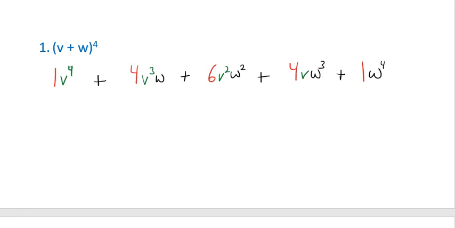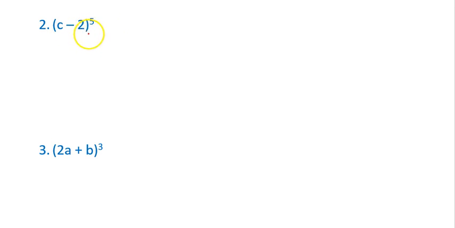For our second example, we are to the 5th power, so we're going to look up that row that has the 1 and then the 5, and write those coefficients: 1, 5, 10, 10, 5, 1. Make sure you leave enough space. And I'm going to work the C from left to right, starting with the highest power.